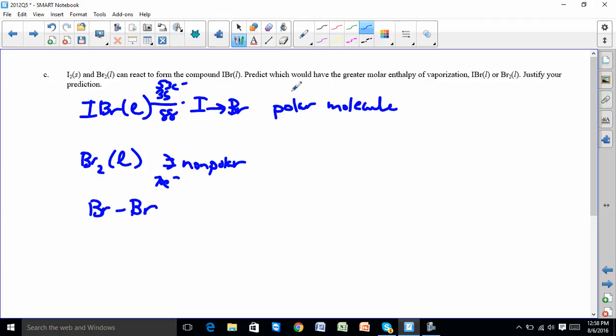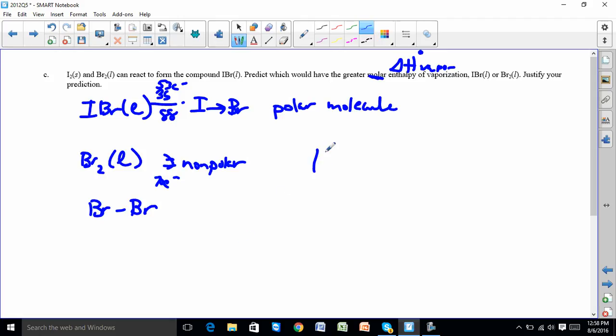So remember, always answer the question, which has the greater molar enthalpy of vaporization? Again, molar enthalpy is H. Molar just means kilojoules per mole. And vaporization means it's going from a liquid to a gas. And remember, this is a phase change, and phase changes are always about intermolecular forces. They would take either answer.